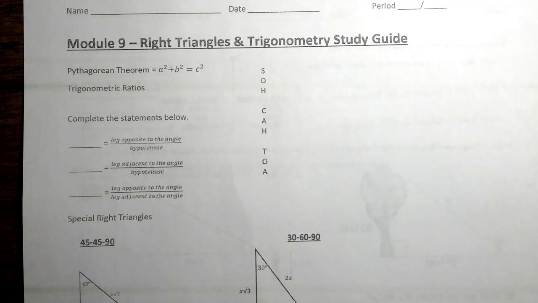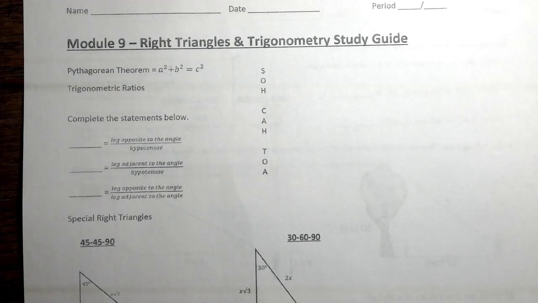Welcome back, students. In this video, we're going to cover the Module 9 study guide. So, Module 9: right triangles and trigonometry. Covered the Pythagorean theorem. That's a squared plus b squared equals c squared.